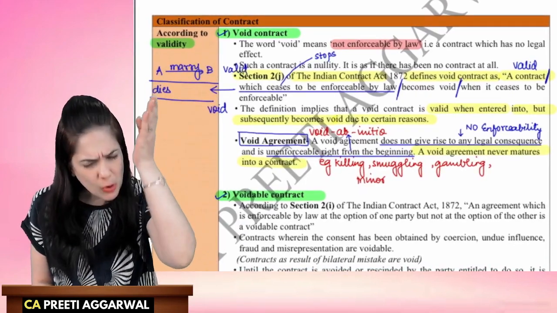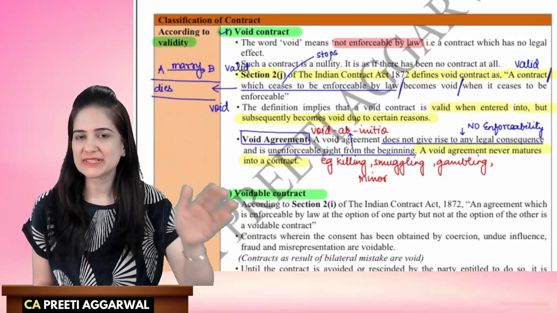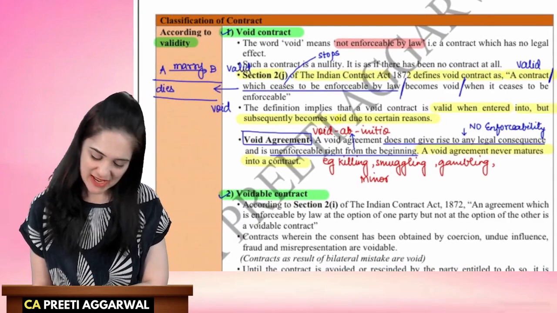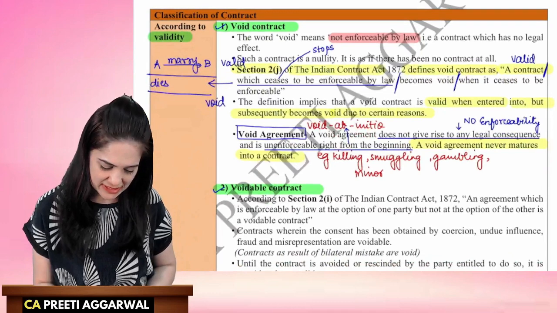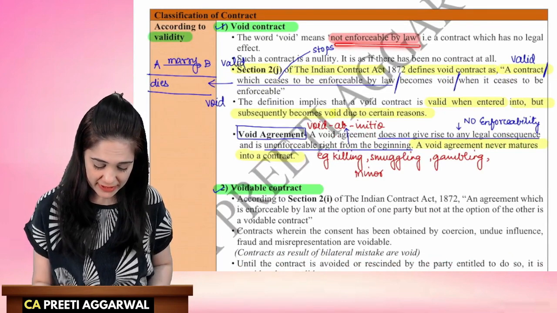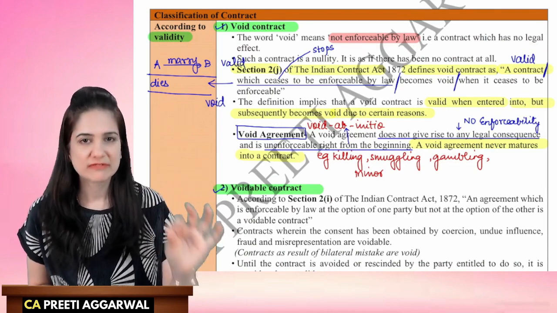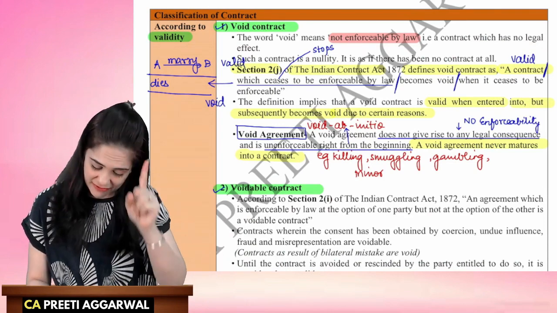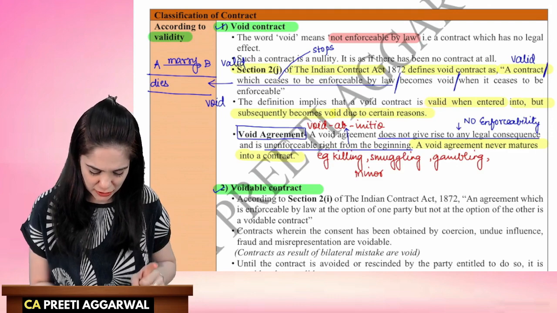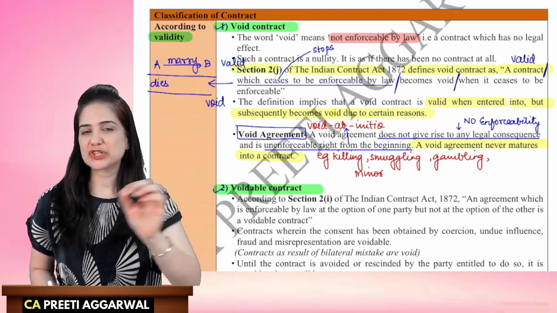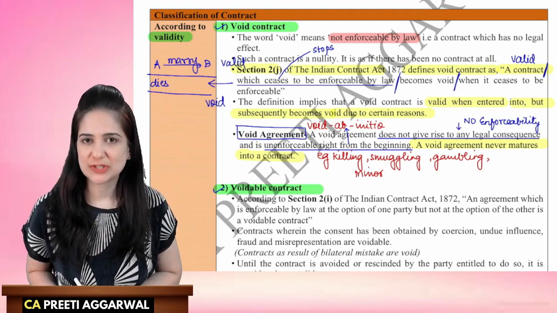And we discussed all this in the previous session when we were studying the essential elements of a valid contract. Yes or no? Okay, so void means it is not enforceable by law. It has no legal effect. It is the opposite of valid. A contract is valid when it was entered, but later on, due to certain circumstances, it becomes void. The definition is given under section 2, clause J.